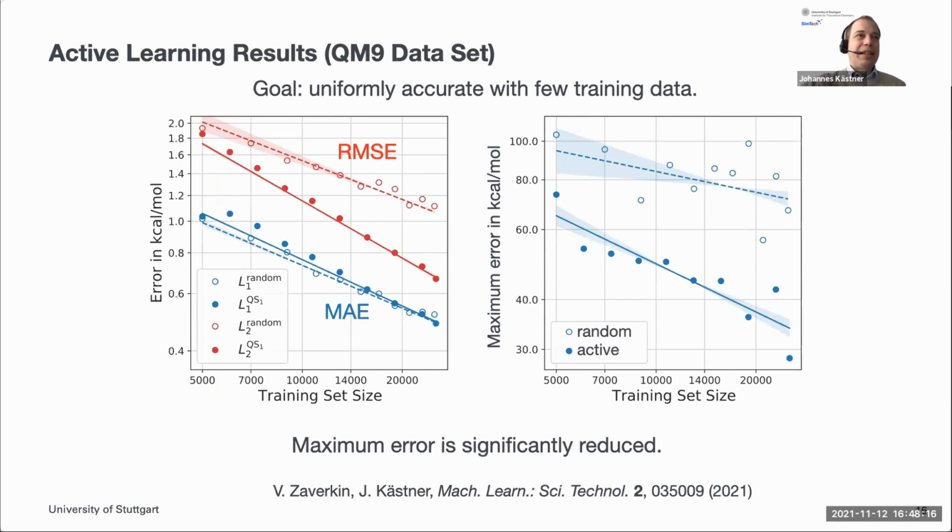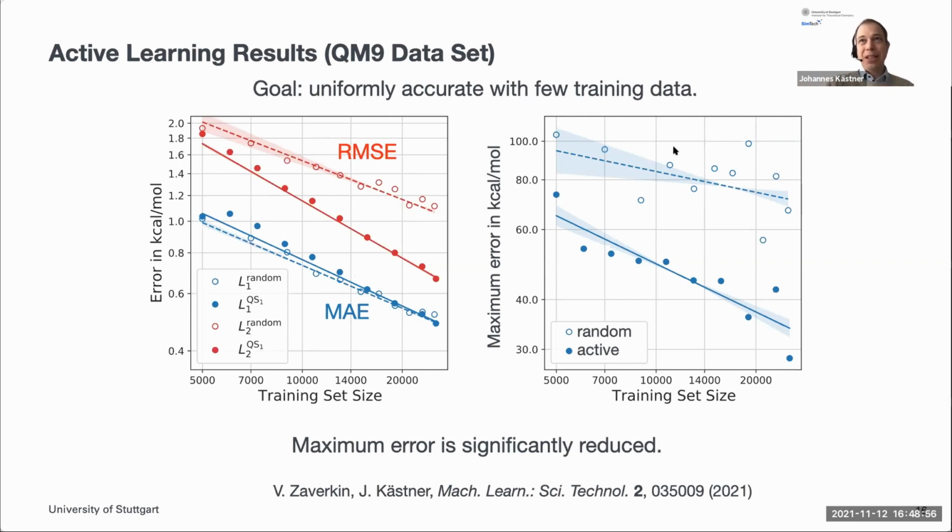For error measures that essentially focus on the smaller errors, we do not get any improvement. So if we look at the MAE, the mean absolute error, this essentially weights smaller errors larger. There's not much improvement between random selection, which would be the open dots, and our active learning solution, which would be the full dots. RMSE weights larger errors larger, because of the squared error essentially. There we already see an improvement by our active learning, especially for larger training set sizes, of course, where the active learning really kicks in.